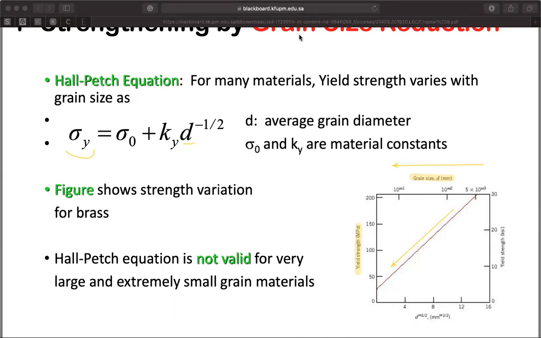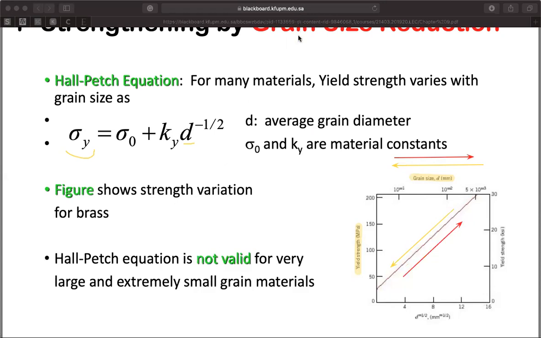However, if you decrease the diameter, so you have finer grains, what's going to happen to the yield strength? It will increase. Now the material becomes stronger. And why does it become stronger? Because now we have more grains, more grain boundaries, and we have more restriction in front of the dislocation.